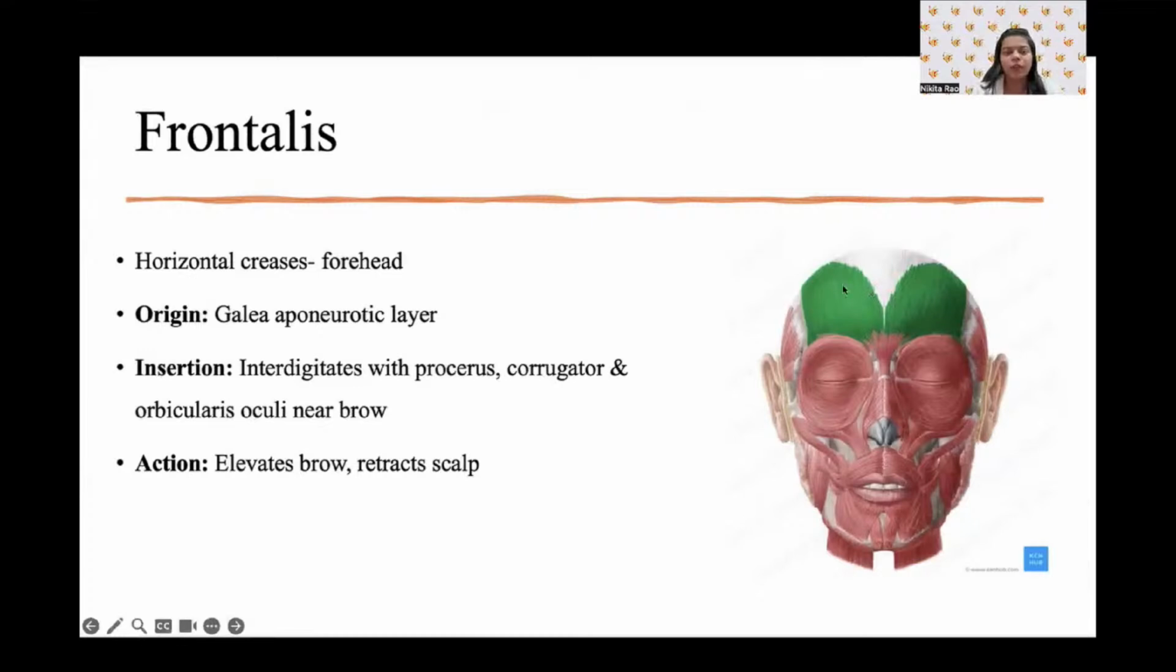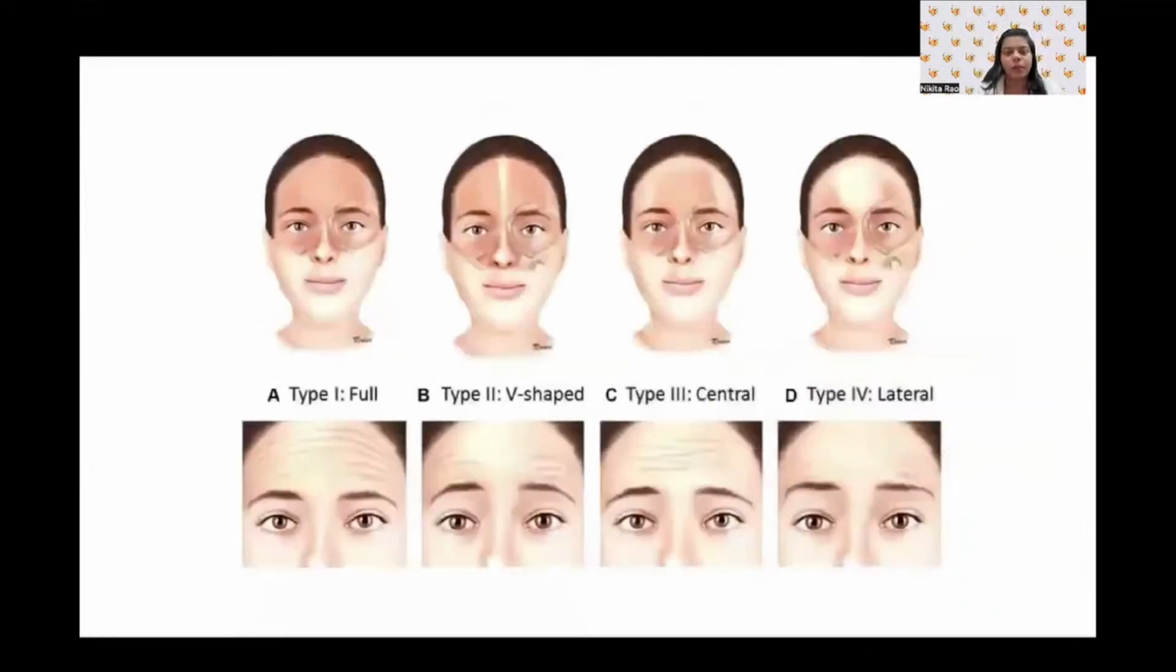It originates from the galea aponeurotica and inserts, interdigitating with procerus, corrugator and orbicularis oculi near the brow. It mainly helps in elevation of the brow as well as retraction of the scalp. These are a few variations of the frontalis muscle.